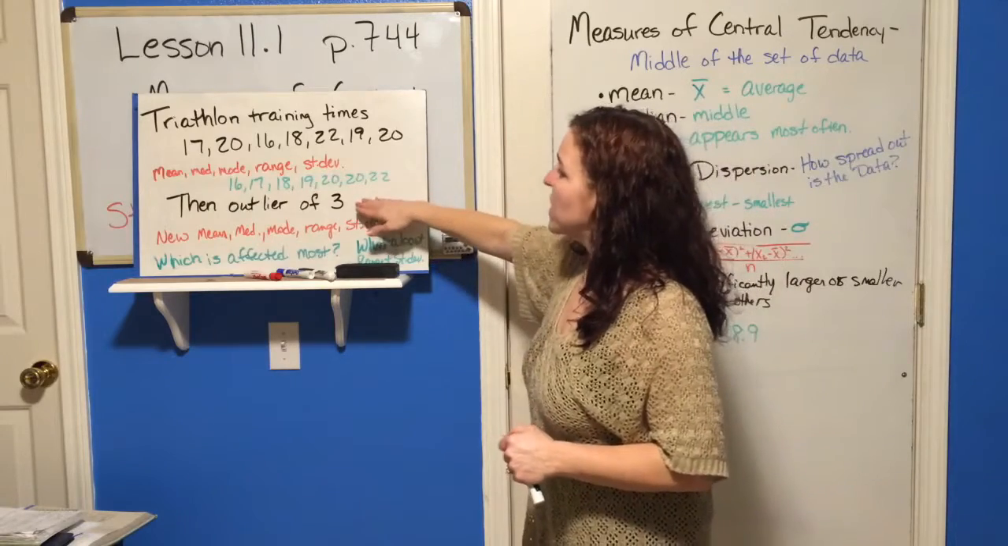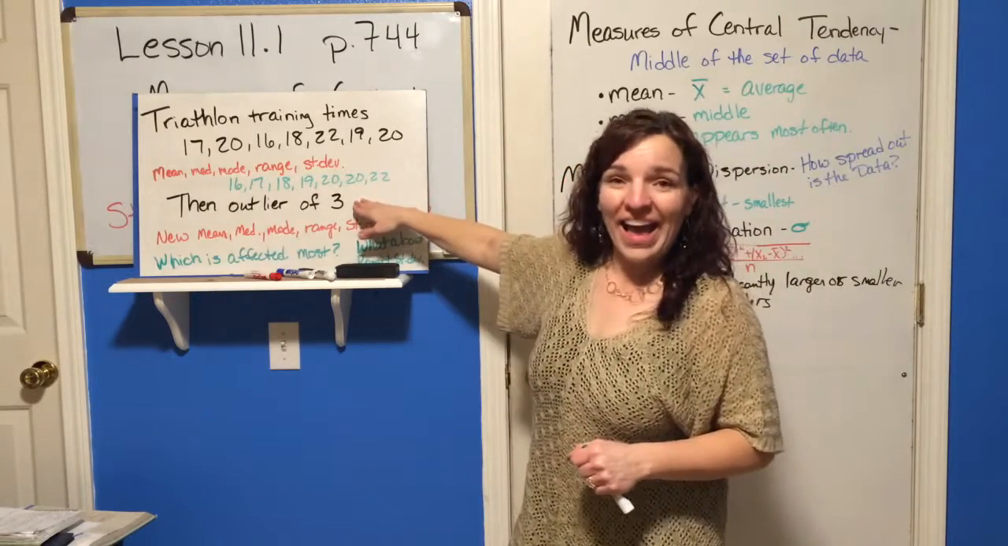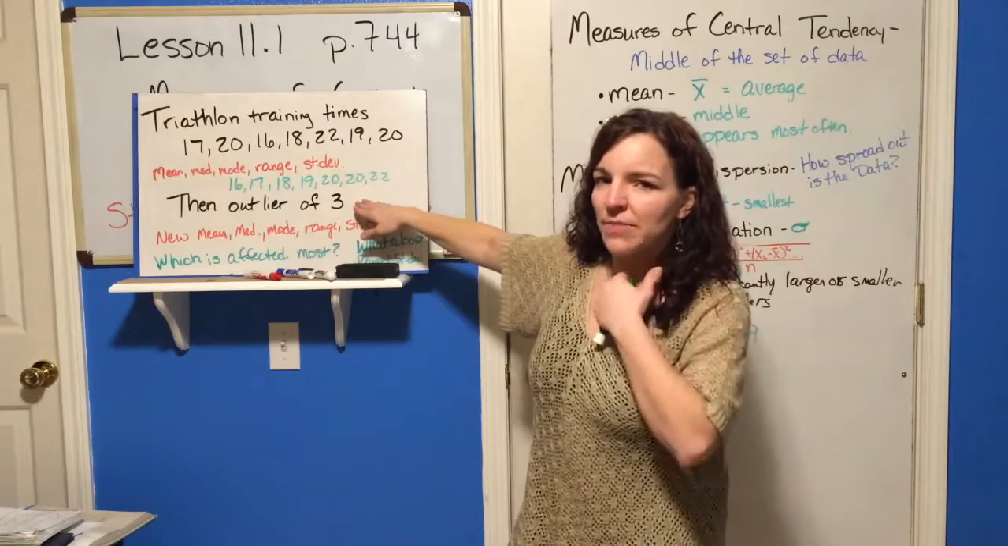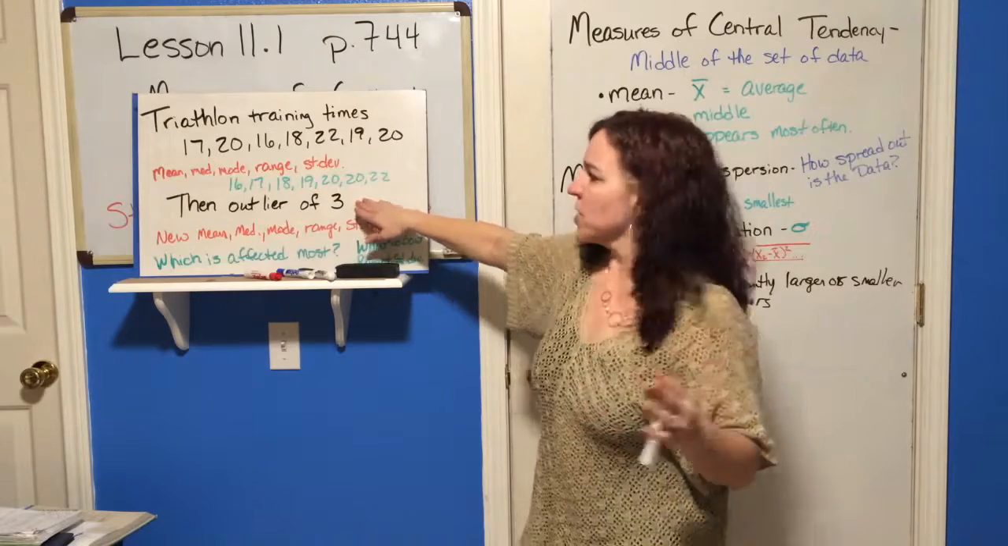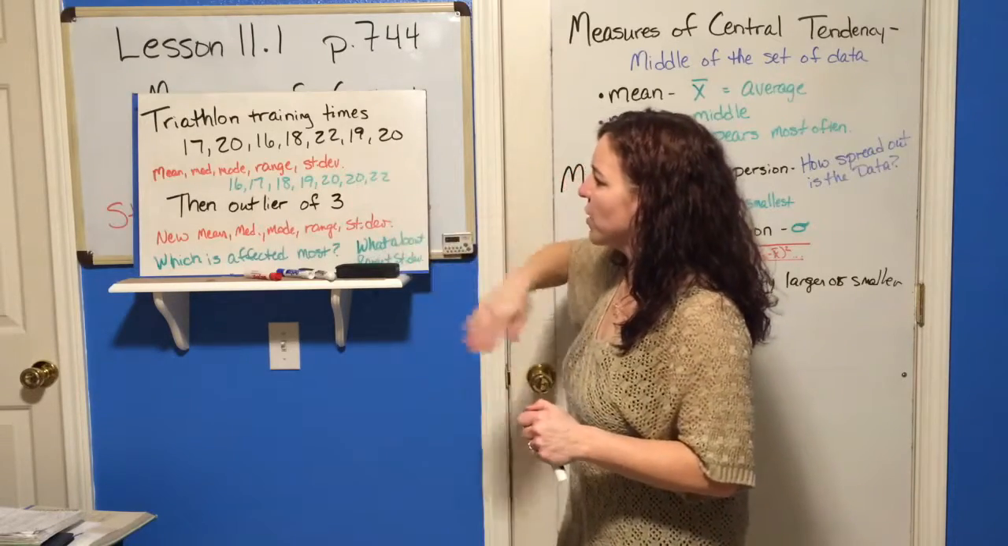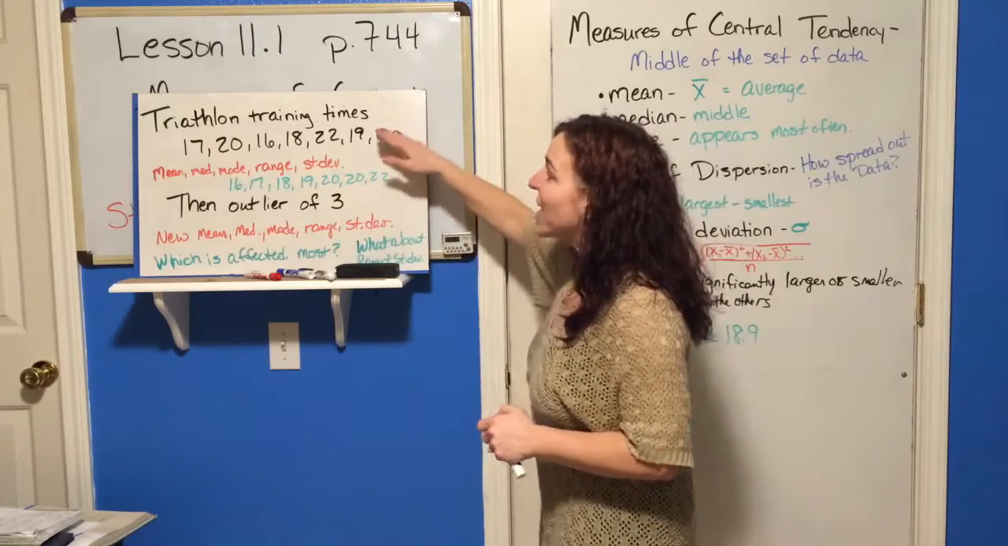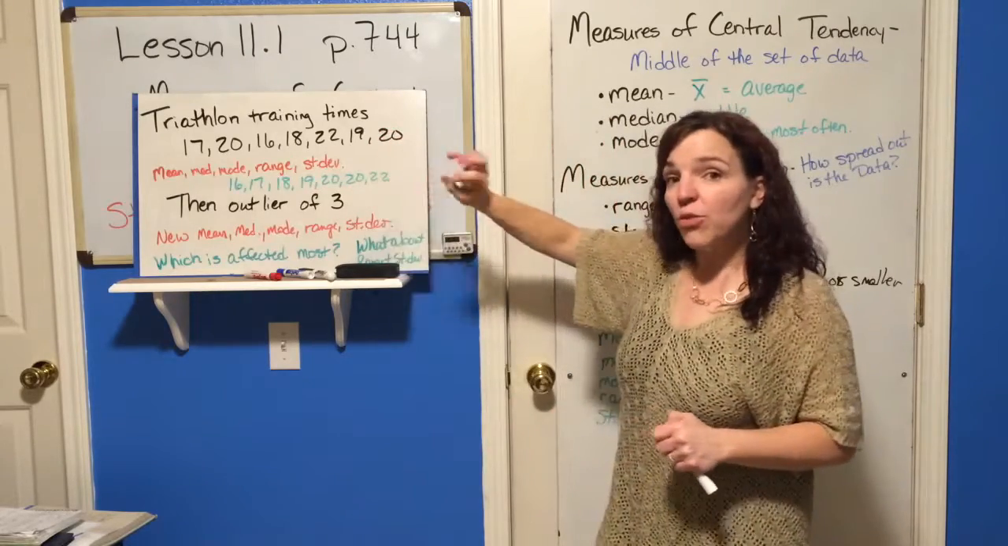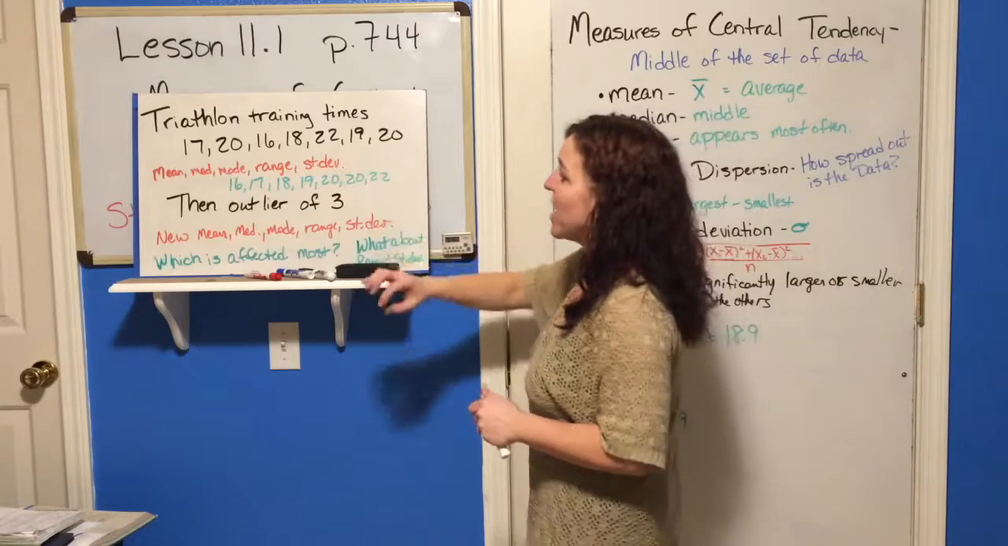Really good, wow. Somehow I had a time of 3. Something tells me you took a bus or something. I don't know how you did a triathlon in 3 minutes. But if we had an outlier of 3, something weird happened that day.